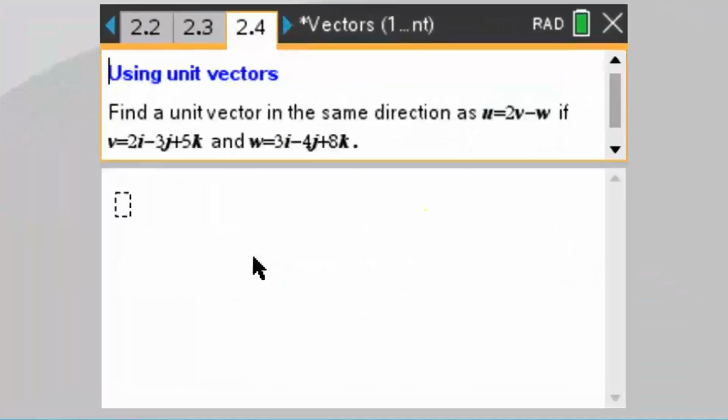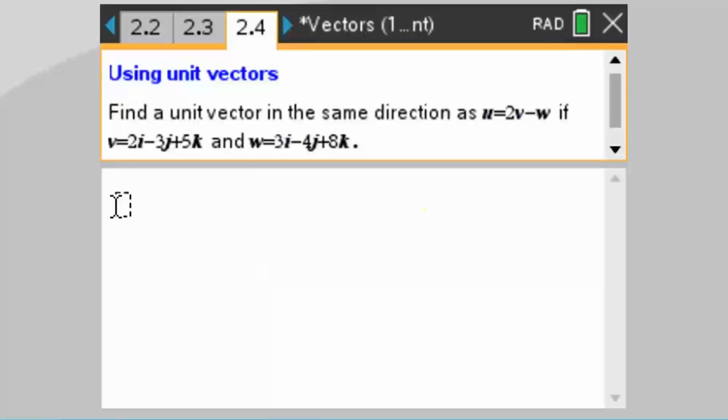So our first example is quite a straightforward one. Find a unit vector in the same direction as u equals 2v minus w, if v is that vector and w is that vector. So they're vectors in 3 dimensions. i, j and k are unit vectors. They're mutually perpendicular. And what we want to do is find a vector of magnitude 1 that's in the same direction as that linear combination of v and w known as u. u is 2v minus w.